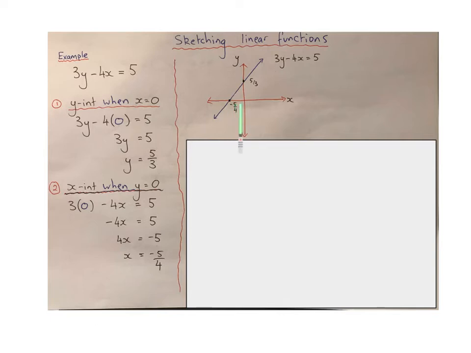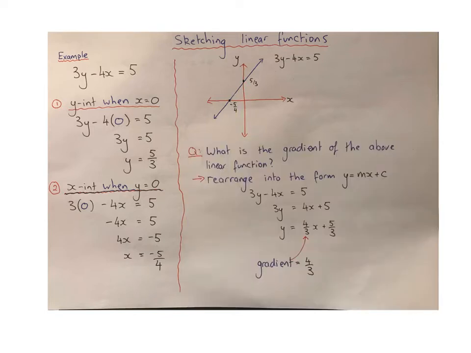I can see here though, I know the x-intercept and the y-intercept, but how do I figure out the gradient of this line? Well, I could draw a triangle here and calculate my rise divided by my run. However, there is another way. I can figure out the gradient of this straight line if I rearrange the given equation into the form y equals mx plus c.